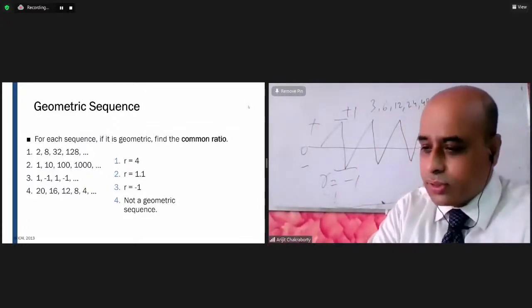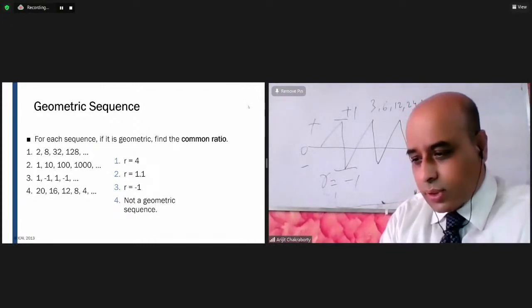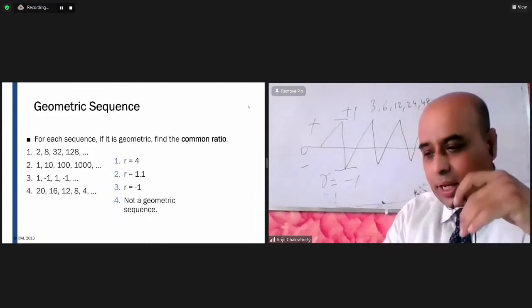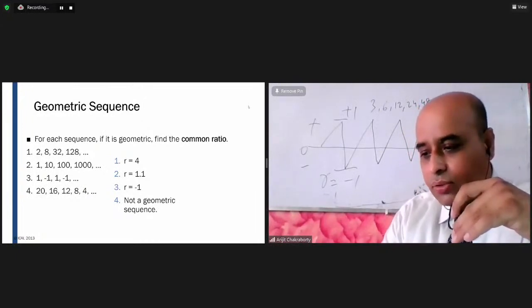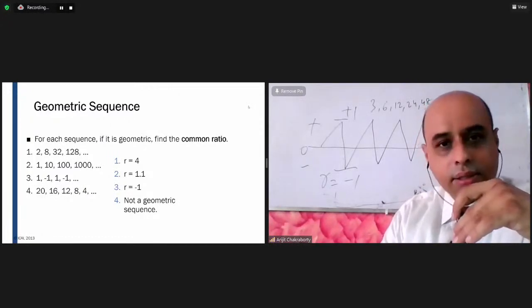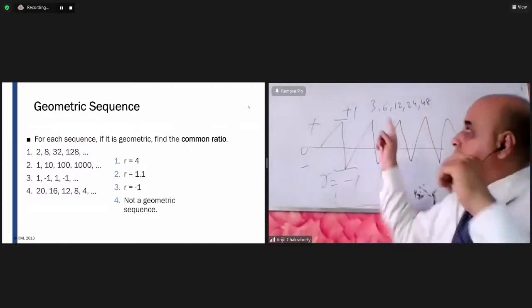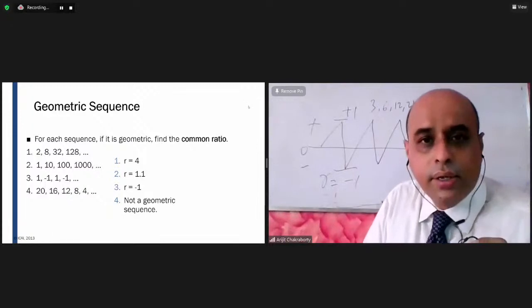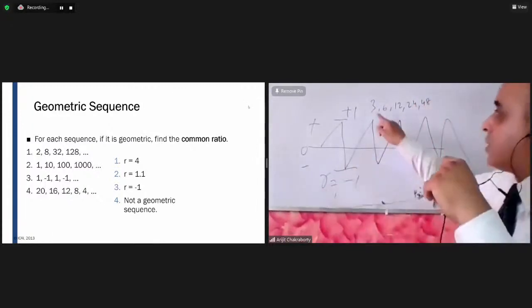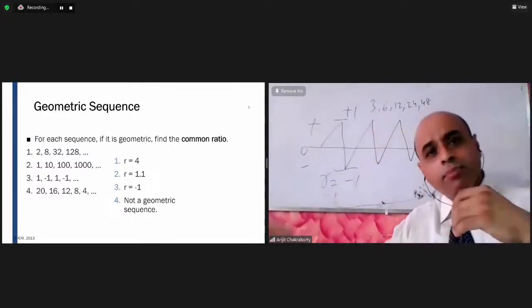I think there was one question, what is the difference between sequence and progression? You can understand, in case of sequence, there are numbers, and yes, there is a trend. This is a sequence as well as a progression. Why? Because it progresses. The numbers increase. The numbers might also decrease.